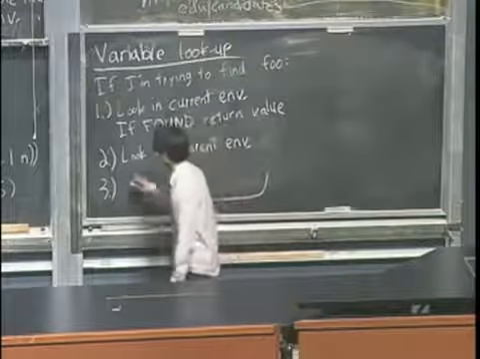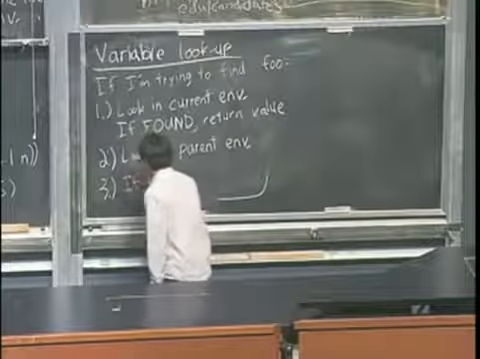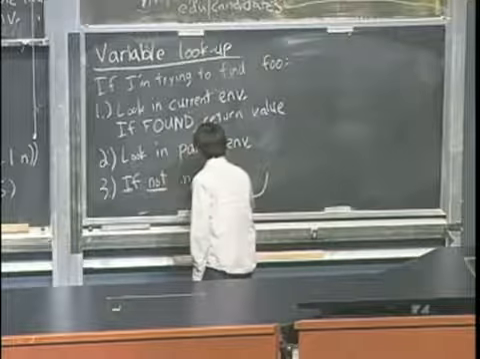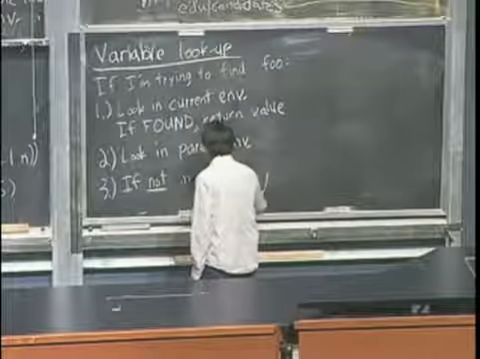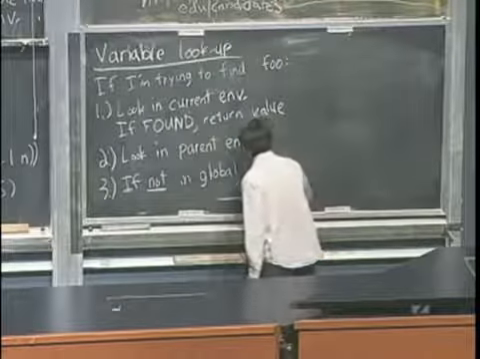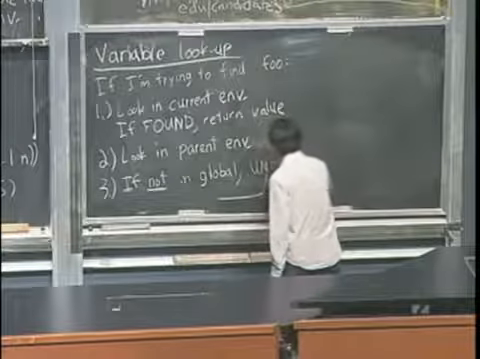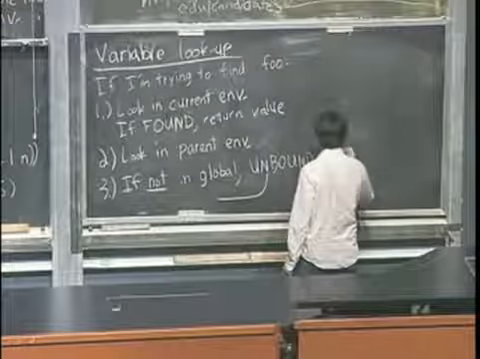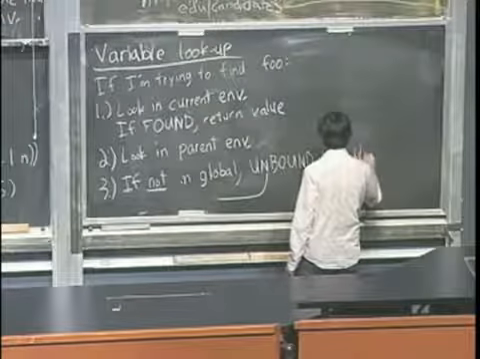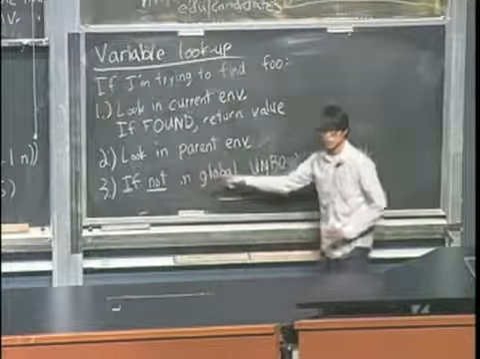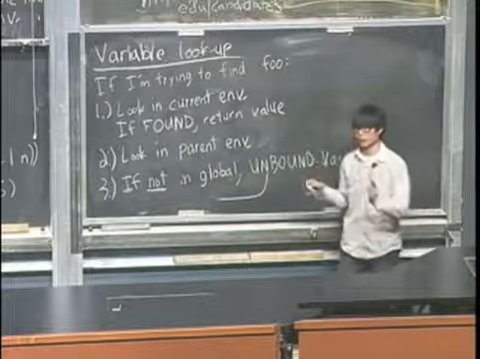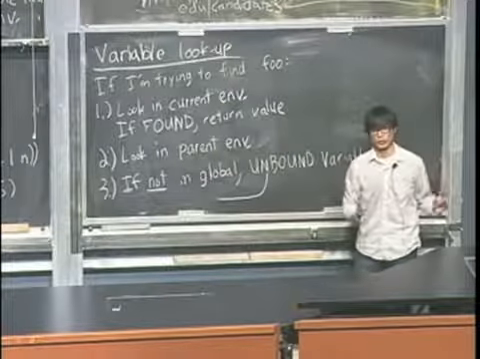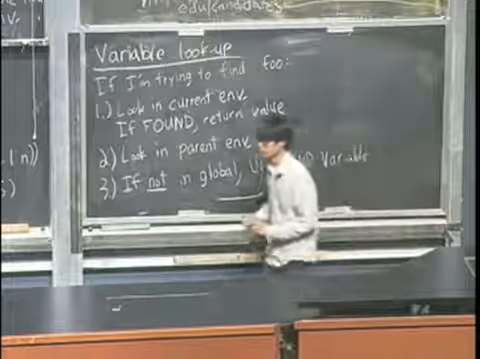So we say if... So we only reach this third case if we've reached the global environment. We don't find the variable, then we throw an unbound variable error.